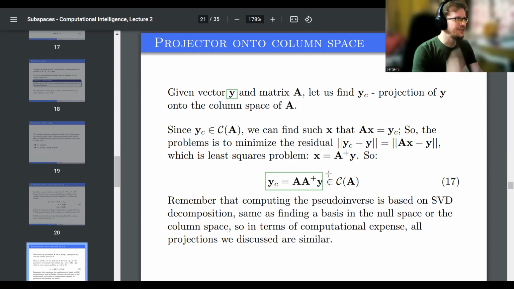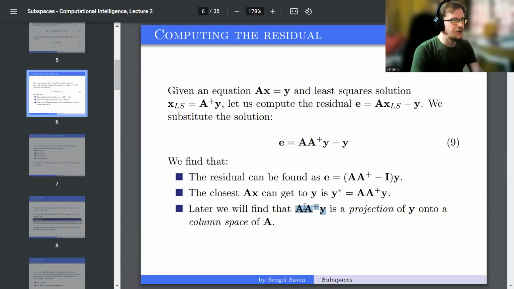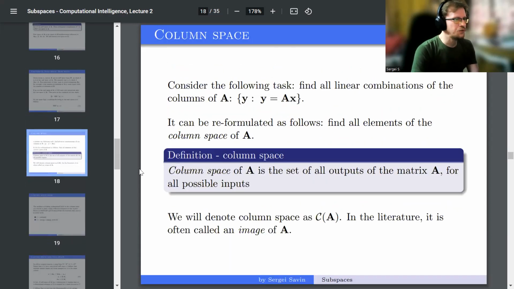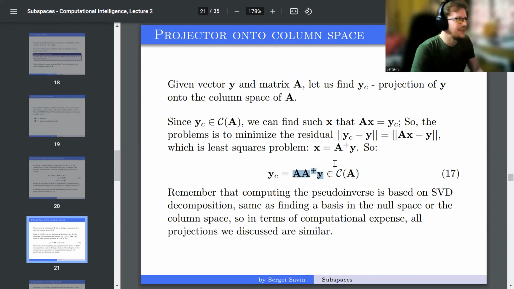And we already saw it. Remember, that was what we saw when we discussed how to compute residual. I will just quickly show you this one. See, A A pseudo inverse y is a projection of y onto the column space of A. And what is this thing? Well, it is this element, which is the closest Ax can get to y. So the closest element of the column space to y. And remember, the closest element of the linear subspace to a vector is a projection of this vector onto this space. It is orthogonal projection. All right. So everything starts to fall in together. Good, good. So this is a projection, and that is the formula.